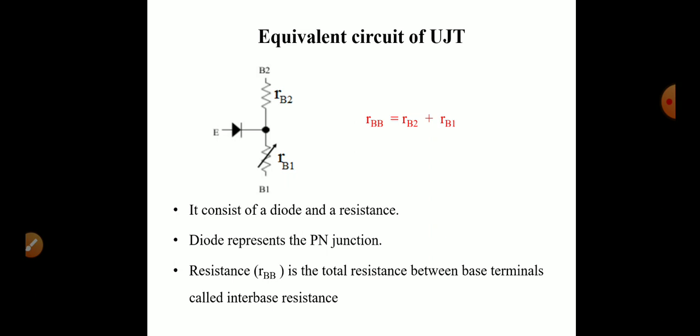RB2 is the internal resistance between the emitter and base 2 region. RB1 is the internal resistance between the emitter and base 1 region. This total resistance RB2 plus RB1 is called the interbase resistance and is represented by RBB. RBB equals RB2 plus RB1. This is the basic equivalent circuit of UJT. Here the internal resistance RB1 is represented as a variable resistance because the resistance between the emitter and base 1 is variable. That's why in its equivalent circuit RB1 is represented as a variable resistor.